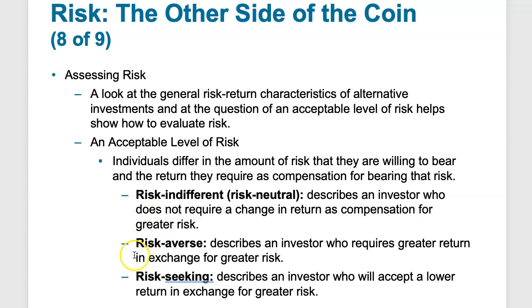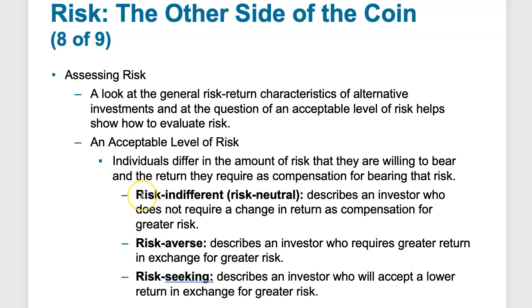Risk averse is a better stance, and most investors take this stance, where you would require a greater return in exchange for greater risk. So if you're looking to invest in a stock and you have 5 stocks to choose from, if you're risk averse, you would pick the stock that gives you the highest return in relationship to the risks. So say all 5 stocks have the same risk, you'd want to own the stock that has the greatest return.